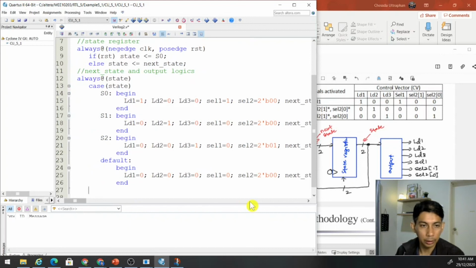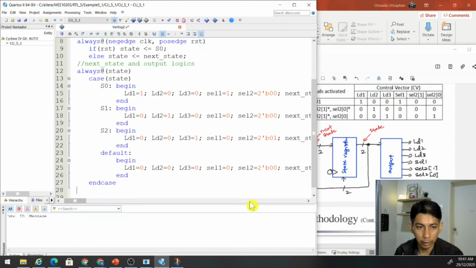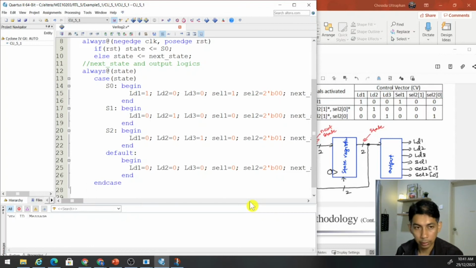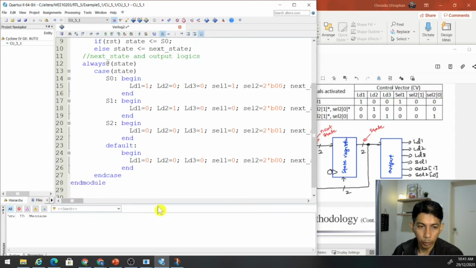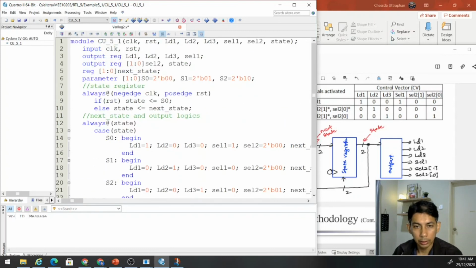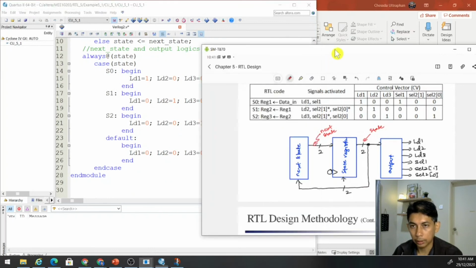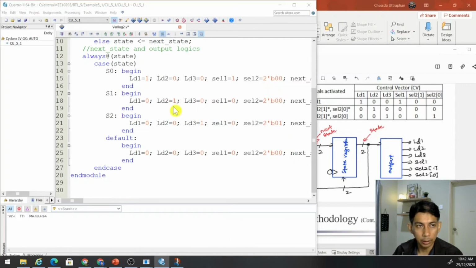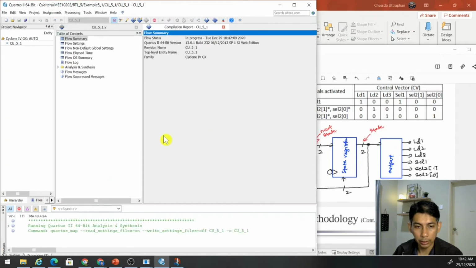Okay, and is here. Anything else? No. Should be done. And module done. So this represents our Verilog output to represent this, and the output is based on this. All right. So let's save this and try to synthesize this.